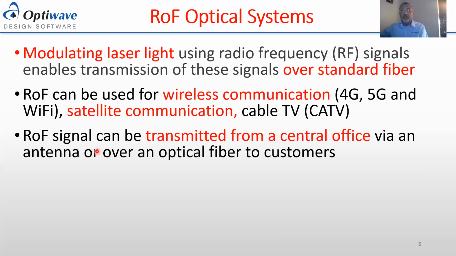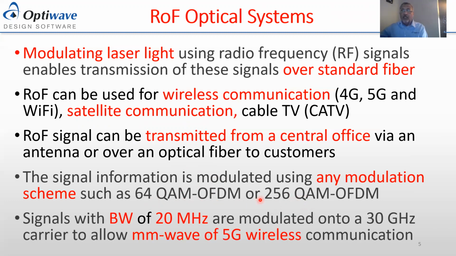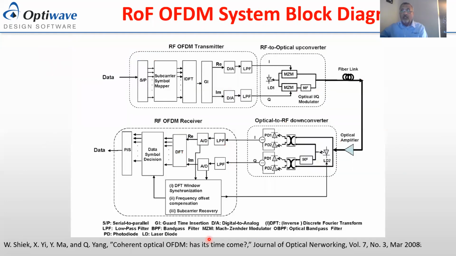As I mentioned, the radio over fiber signal can be transmitted either wirelessly or over a fiber, let's say from the central office to the remote radio head. The modulation schemes are typically, as mentioned earlier, 64 QAM OFDM and 256 QAM OFDM. The bandwidth of the signals, the subcarriers, is typically around 20 megahertz and modulated over a 30 gigahertz RF carrier to enable 5G wireless communication.